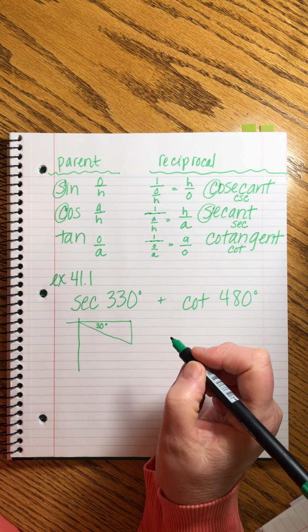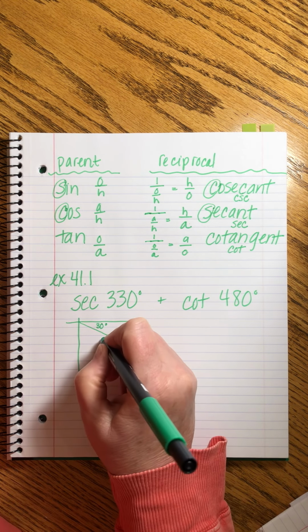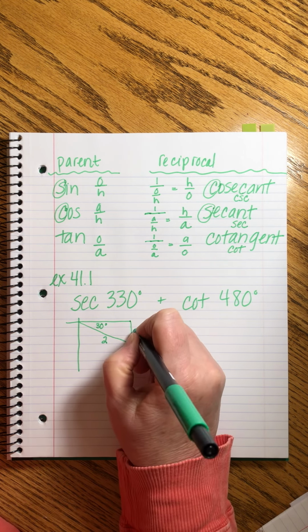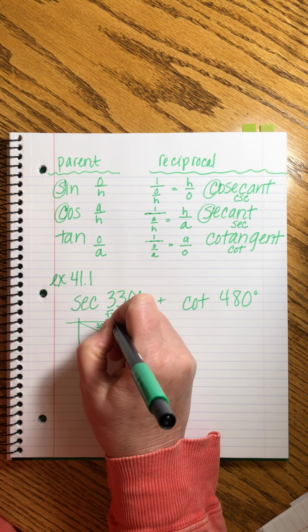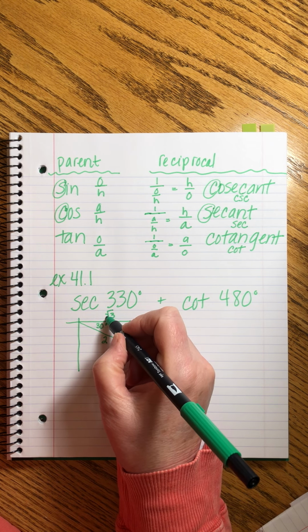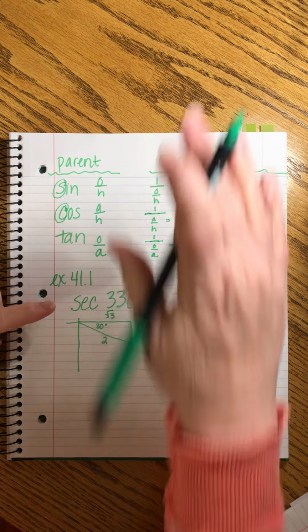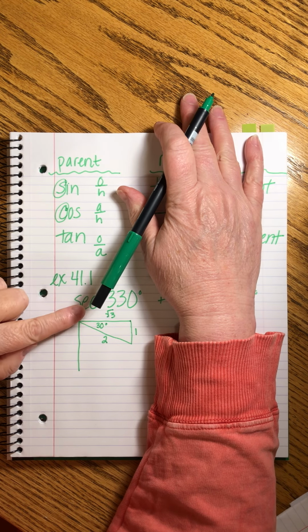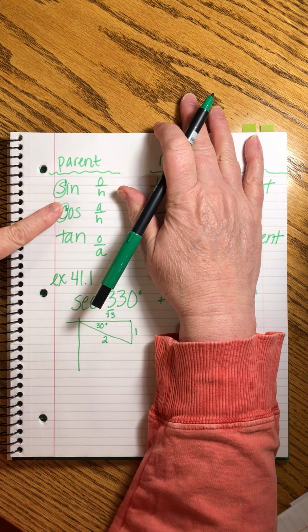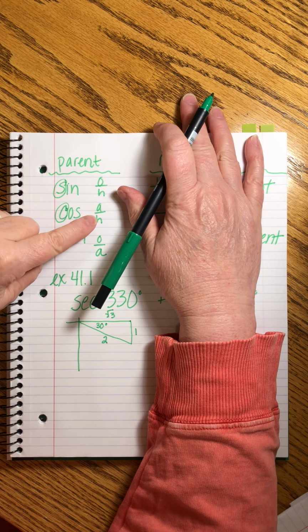Now it's my reference triangle, so I have to think about that for a second. This is 2, this is 1, this is square root of 3. Now I want the secant. Secant, I'm going to try and remember without looking at this side. Secant is the opposite of cosine, so secant should be h over a.